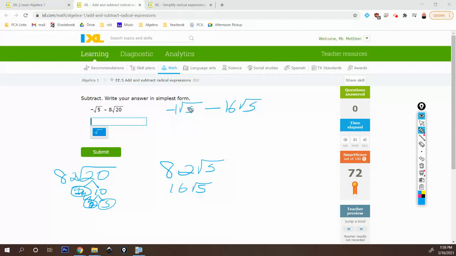Now, because we did this, the radicals actually match. So I'm going to write it down, square root of 5, and then forget about it. And then we're going to do -1 minus 16, and that makes -17.